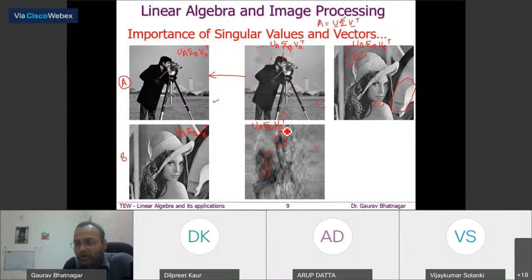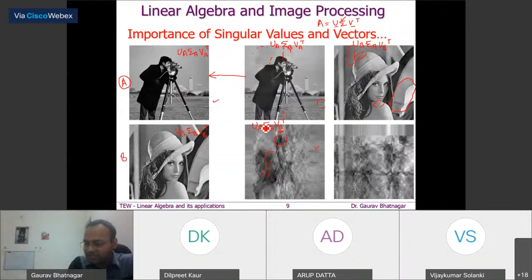So now I am going to do one more experiment where I change both the singular vectors. Let's see what will happen to the image. So now this is the image which I am going to get, which is UB sigma A VB transpose. So in this case, I have taken the correct singular value matrix and the wrong singular vector matrices. So now you can see that I am going to get an even worse result when I replace both the singular vectors.